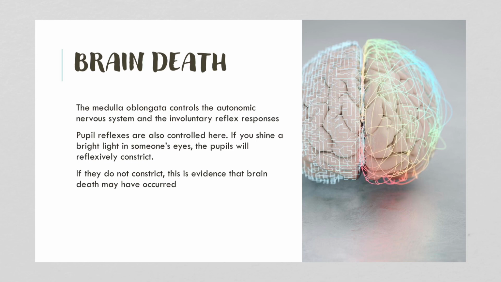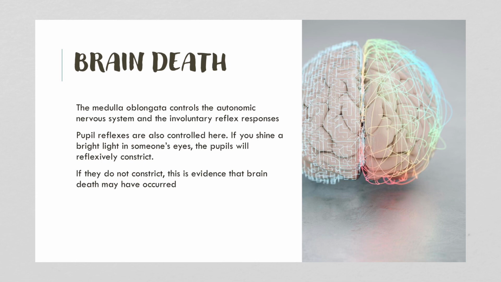So, how do you determine brain death? So, the medulla oblongata controls the autonomic nervous system and the involuntary reflex responses. So, our pupil reflexes are also controlled there. We don't control whether our pupils dilate or contract. So if you were to shine a bright light in somebody's eyes, their pupils should reflexively constrict and narrow because the bright light, they want to protect their eyes. And it's a reflex response. It's not something controlled by the higher order portion of your brain, like the cerebral cortex.